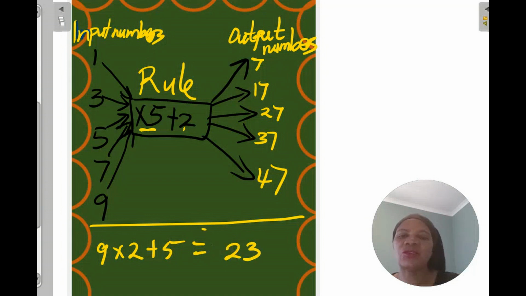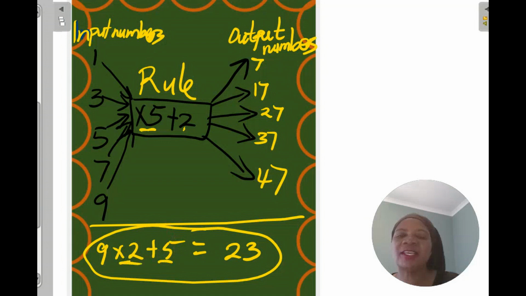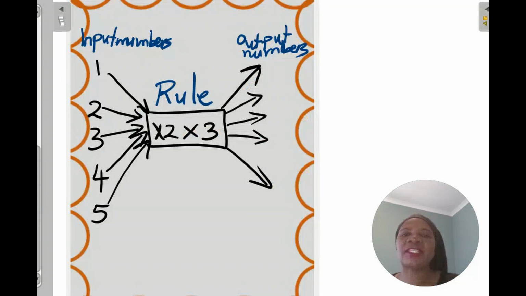So you see that if we exchange like this, we won't get the same answers. What we get when we say multiplied by 5 plus 2 is not the same as multiplied by 2 plus 5. That's different. It will give different answers.